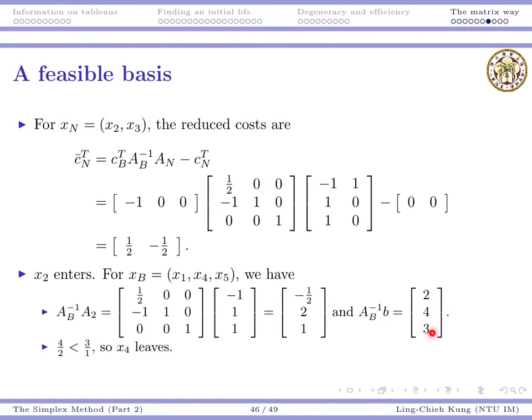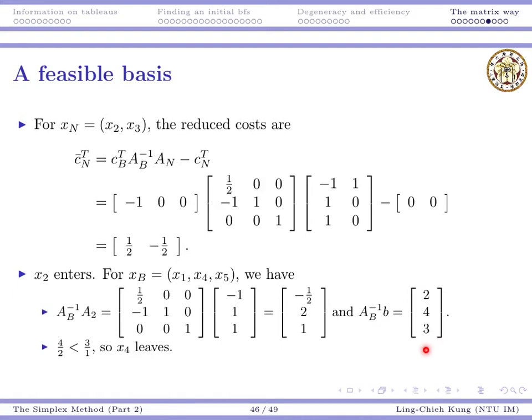And then we need the entering column. The entering column is here: AB inverse A2. Here we know it should be A2 instead of A3 because x2 is entering. A2 is the second column in A, which can be found also here, right? This is for x2, this is for x3, and we need A2 here. AB inverse A2 can be calculated as this. This must be the denominator we need. And here, AB inverse B is the right hand side column.